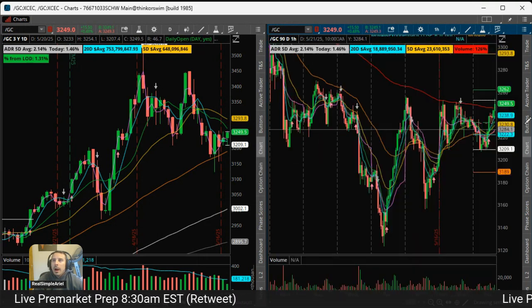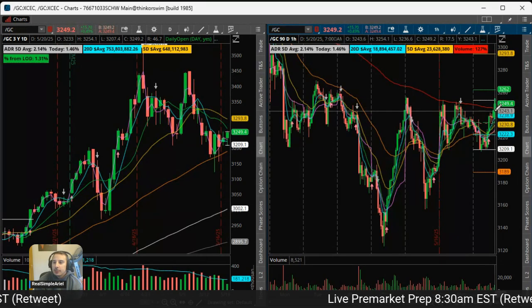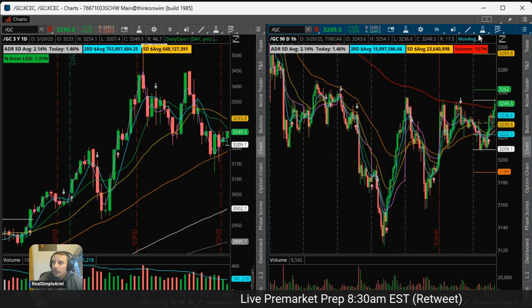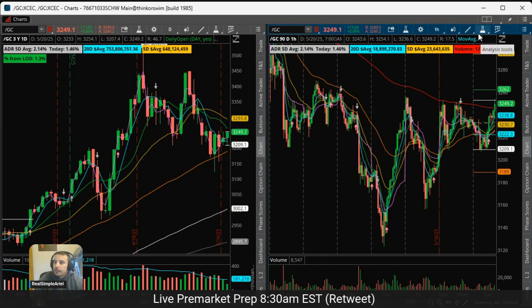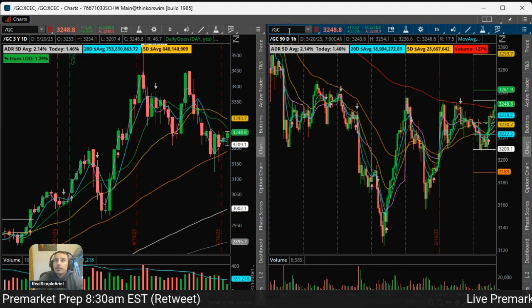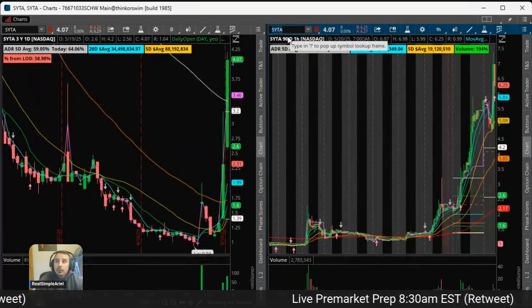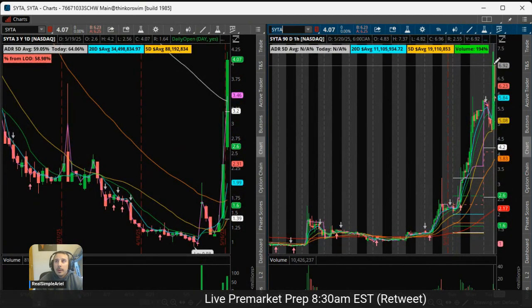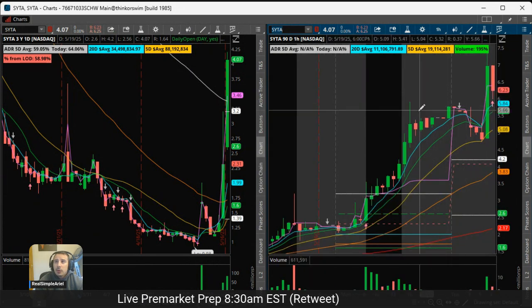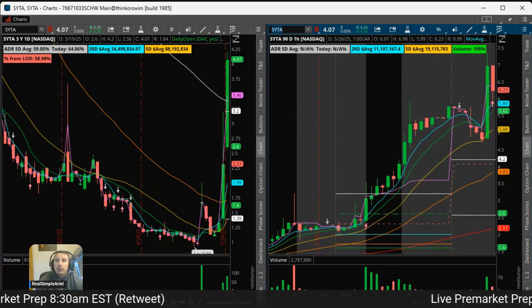But they are not entry signals at all. They can be used in confluence with a key area and your moving averages to take an entry.